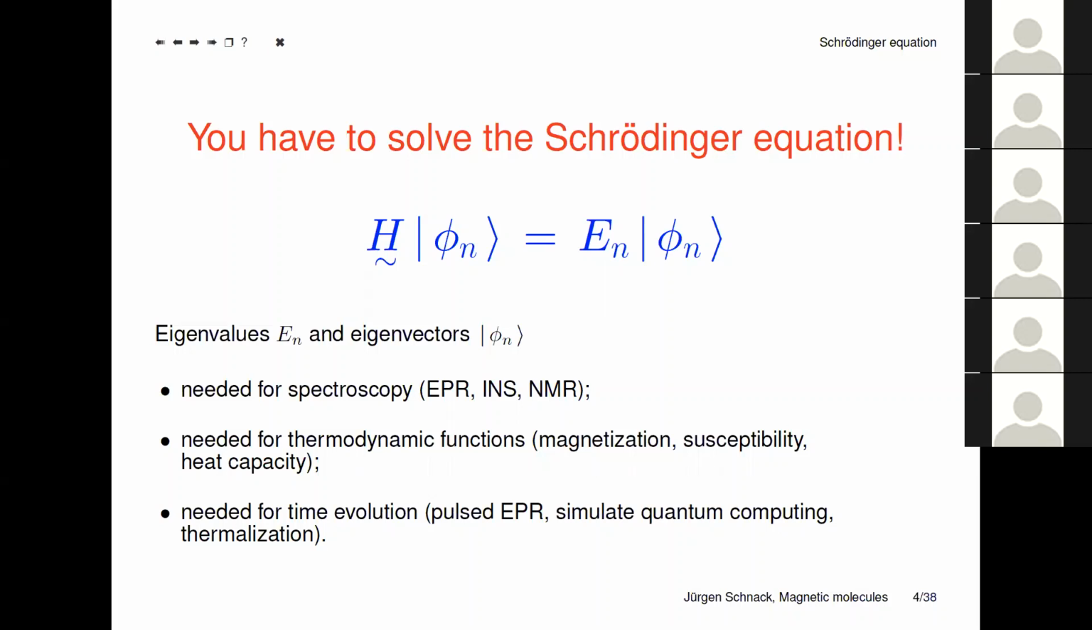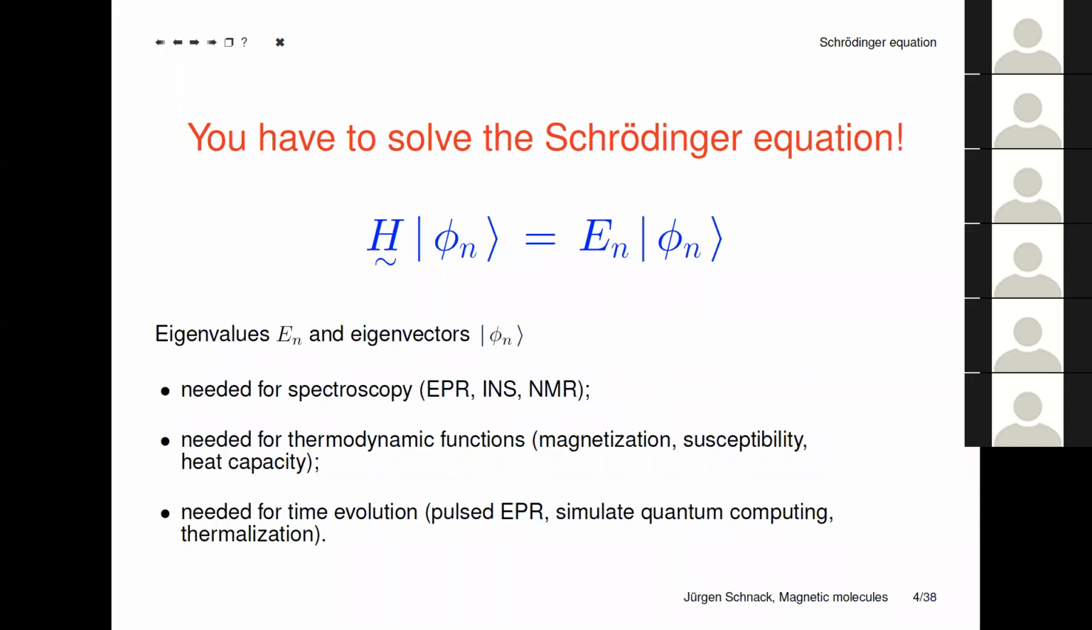So here's the answer. Of course, also in magnetism, we need to solve the Schrödinger equation in order to obtain the energy differences, and of course also eigenfunctions that we need for all the spectroscopy that we do: EPR, inelastic neutron scattering, and NMR. And of course, second point, we need to solve the Schrödinger equation in order to set up thermodynamic functions, and the main function that we need is the partition function. From that we can usually calculate magnetization and susceptibility as well as heat capacity.